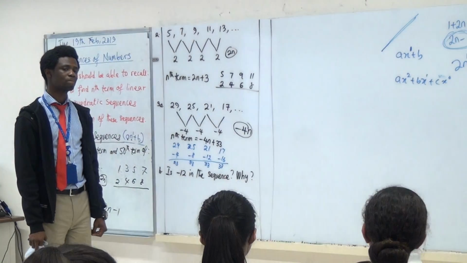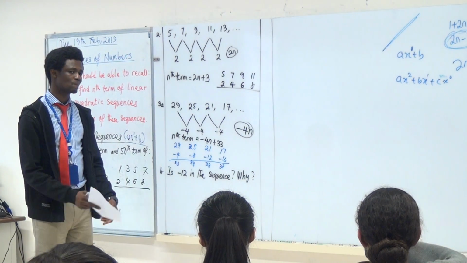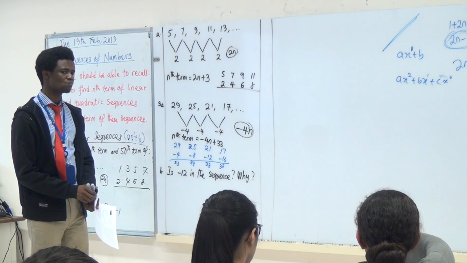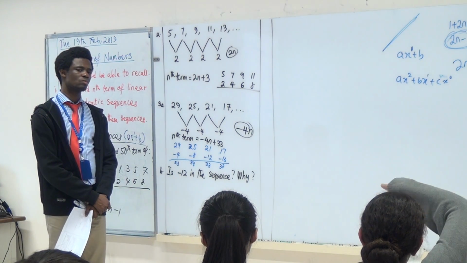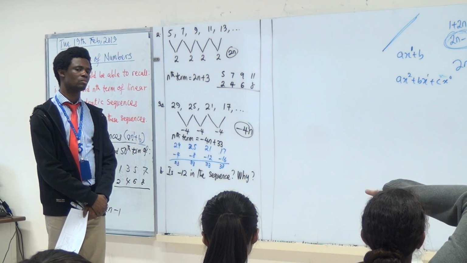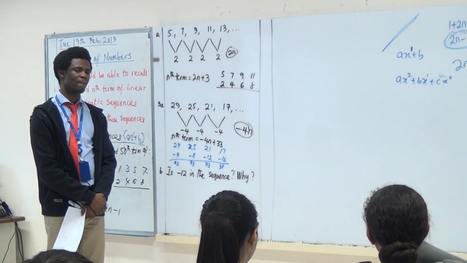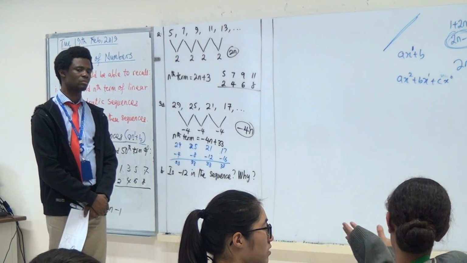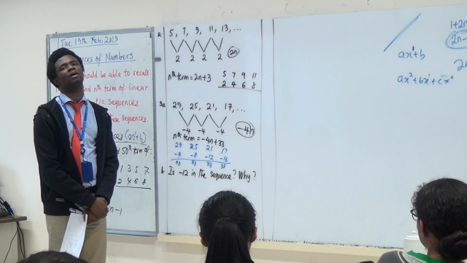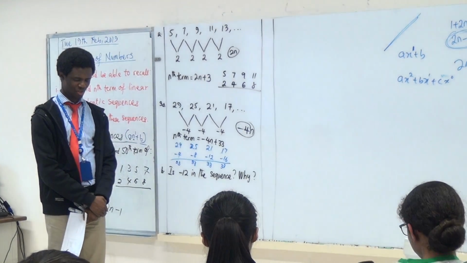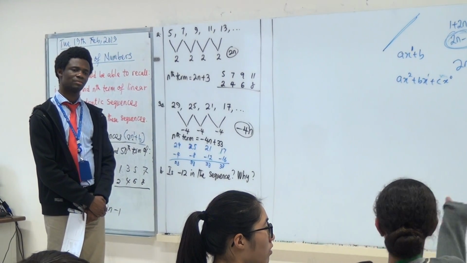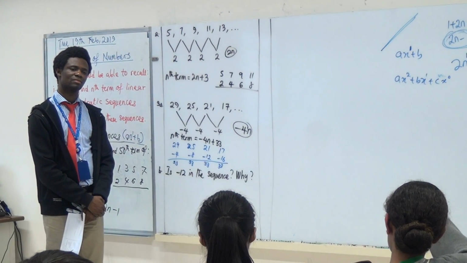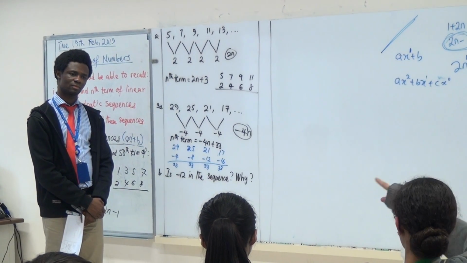You have to put negative 4n plus 33 equal to negative 12, and then solve the equation by moving the 33 to the other side, making it minus 33, to make negative 45. Let's answer the question. It's not in the sequence because it has a remainder. It's not a whole number, because it's not divisible by 4.